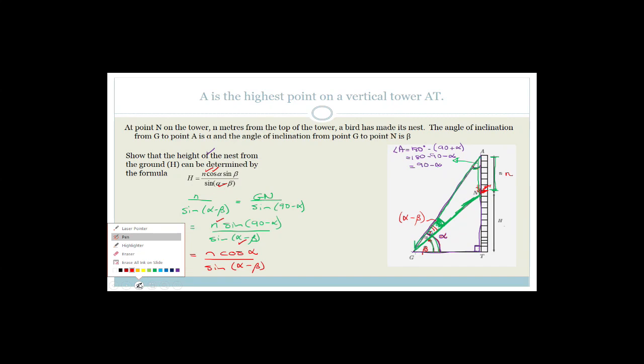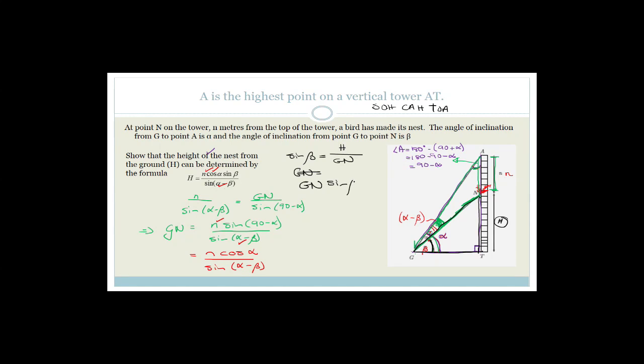If you look at this triangle here, do you see it's a right angle triangle? We want h, and we've got the hypotenuse gn. So h is the opposite of angle B, and we've got the hypotenuse gn. So we can say that sine of beta is equal to h over gn. It's opposite over hypotenuse. Therefore, gn sine of beta is equal to h. Okay, gn times sine of beta equals h.